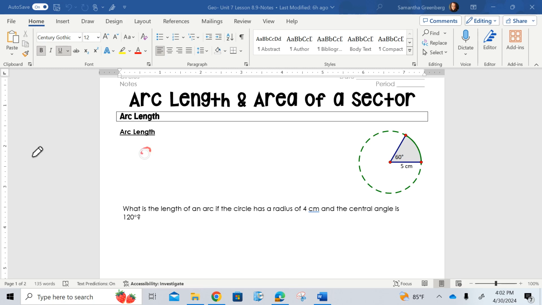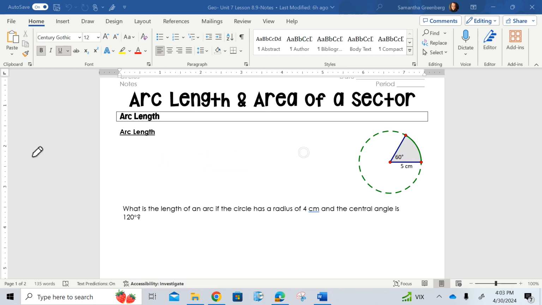So our sector arc length, we're going to use S for that. S equals our angle out of 360, that tells us how much of our circle we are looking for, and then that is times our 2 pi r.